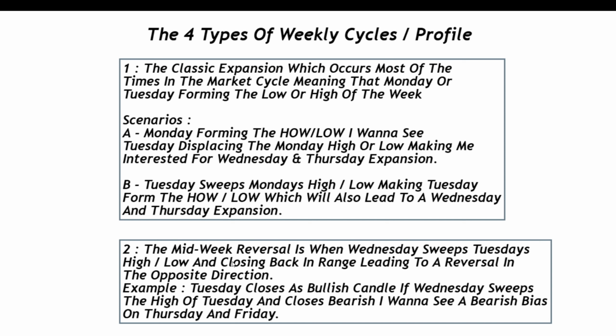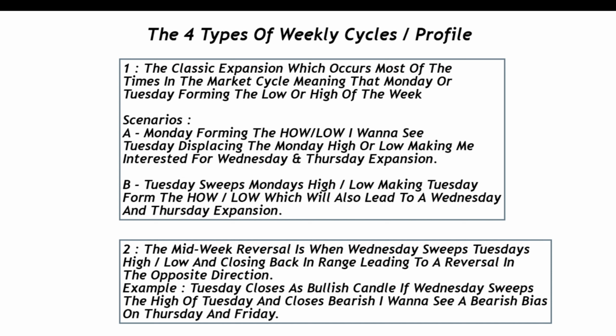The second one is the midweek reversal. When does this happen? When Wednesday sweeps Tuesday's high or low. Here we talked about Monday and Tuesday sweeping highs and lows, but here we're talking about Wednesday. When Wednesday sweeps Tuesday's high or low and closes back in range. This closure in range is really important. Otherwise, this is not valid, leading to a reversal in the opposite direction.